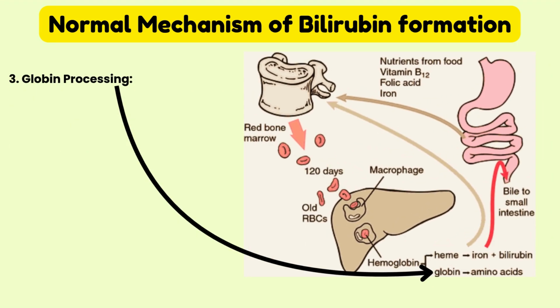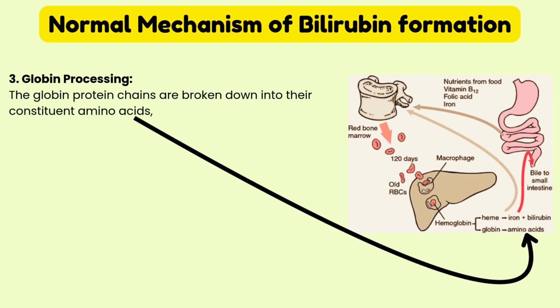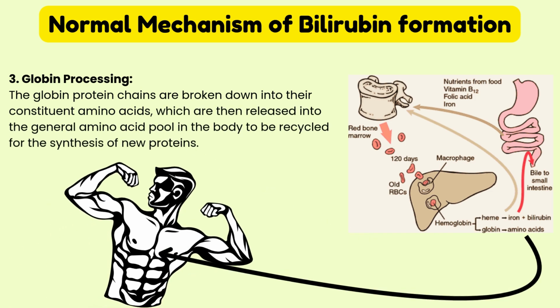Step 3. Globin processing. The globin protein chains are broken down into their constituent amino acids, which are then released into the general amino acid pool in the body to be recycled for the synthesis of new proteins.